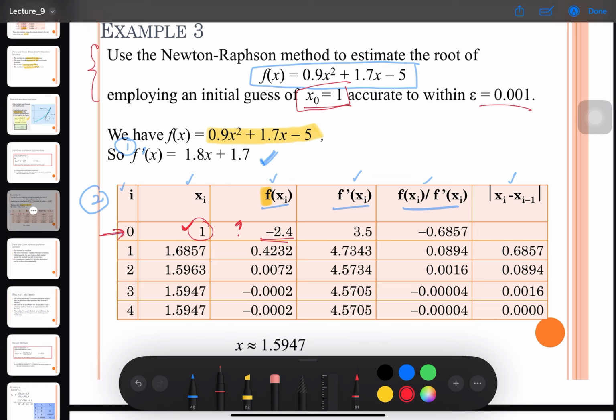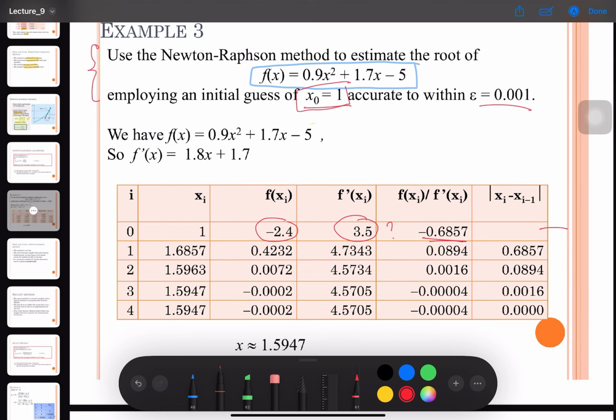And then for the next column, you substitute the value of your xi, still 1 here, into f prime x because you are looking for f prime. So that's why you get the answer here. You substitute here, you get the answer here. You substitute here, you get the answer here. Okay, and then for the next column, you have to find this one, right? You have to find this one. So this one, you just divide this one with this one, you get this answer.